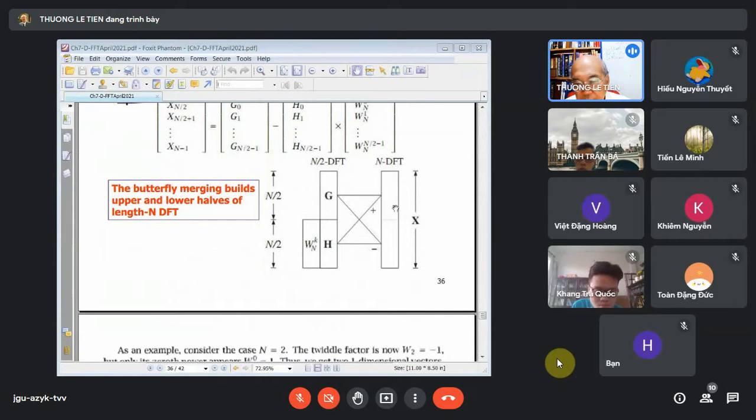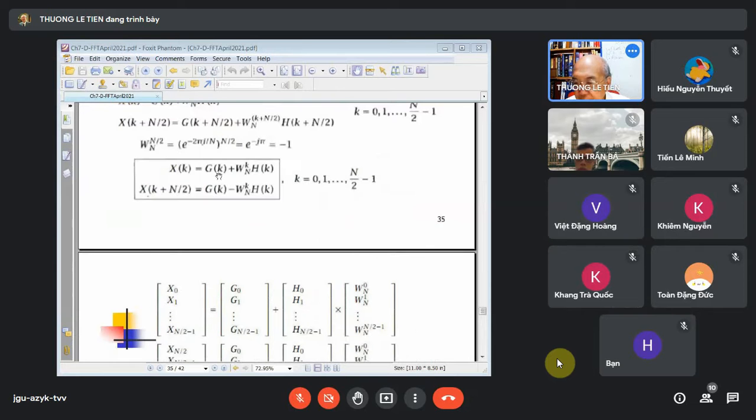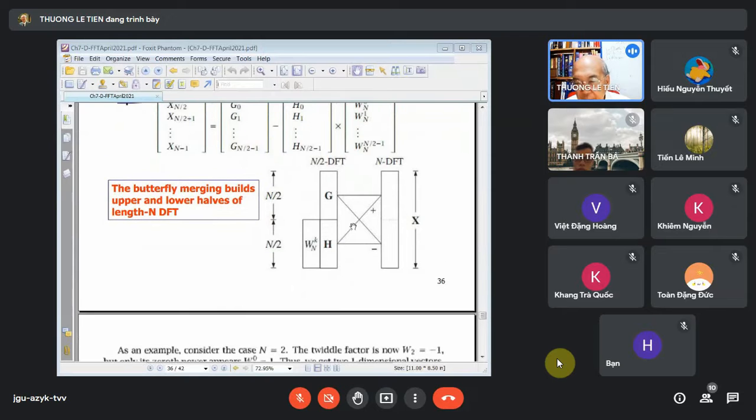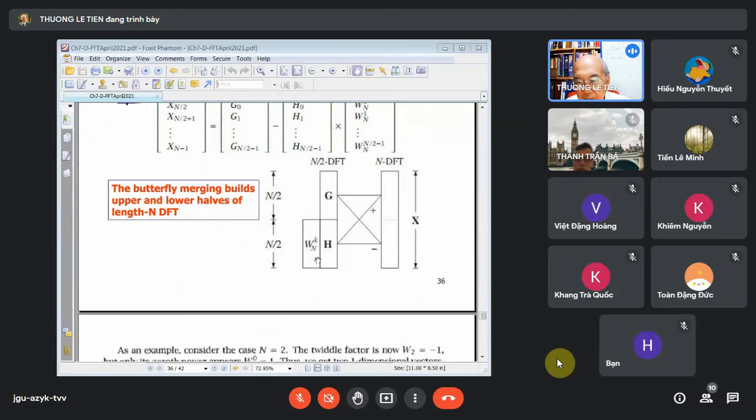Okay, now look at this one, we say the butterfly merging. We have G[k] and H[k]. G[k] is the N/2-point DFT of the even-index terms of x[n], and H[k] is the N/2-point DFT of the odd-index terms of x[n]. Now we check the butterfly merging structure using this. The H we have to multiply by the twiddle factor W_N^k. Now take this H and put it to the first half.